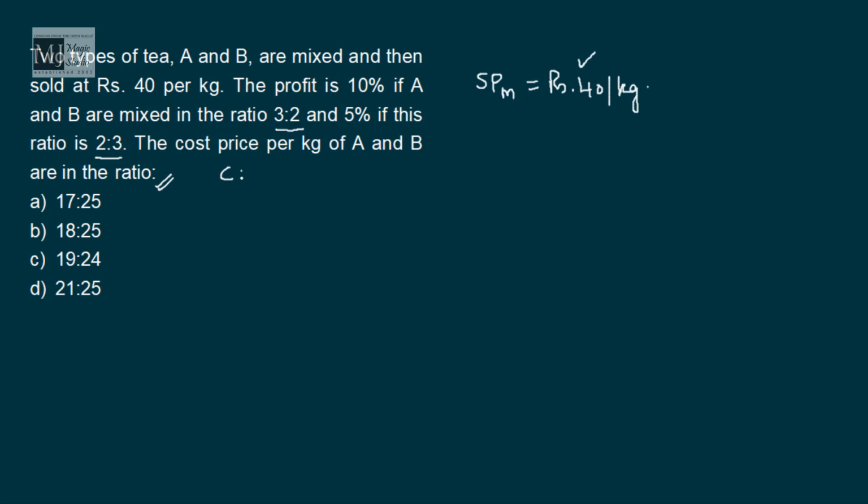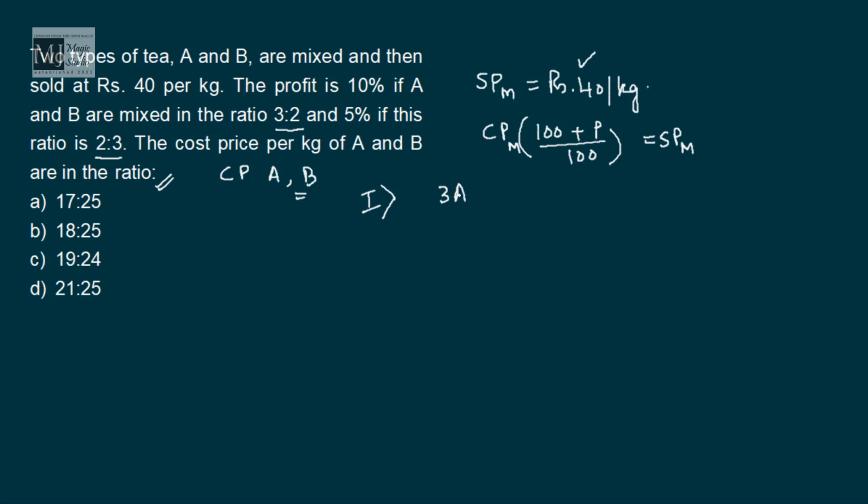Let the cost prices of A and B be a and b respectively. Then we know that cost price into 100 plus profit by 100 is equal to selling price. So this would be the cost price of the mixture and this is the selling price of the mixture. So what is the first set of information giving us? It is 3:2.